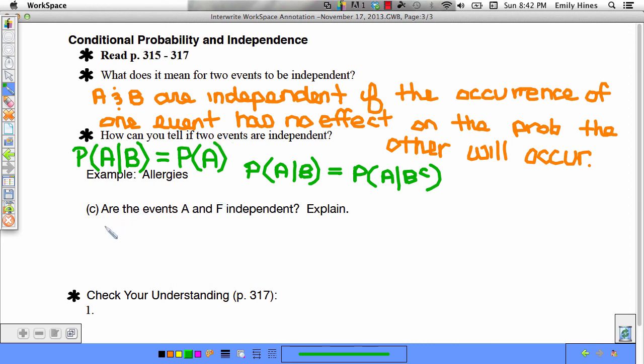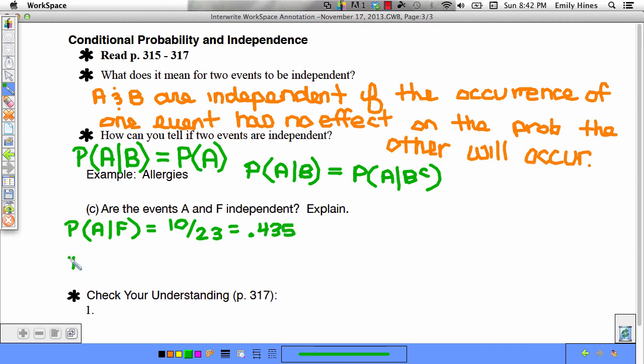Okay, so basically I want to compare the two givens. So first let's look at this given. What is the probability that they have allergies given that they are female? Okay, we've already said that was 10 out of 23. Which, if I change it to a decimal, which is sometimes nice if I'm going to have different denominators so that I can compare them, it's 0.435.